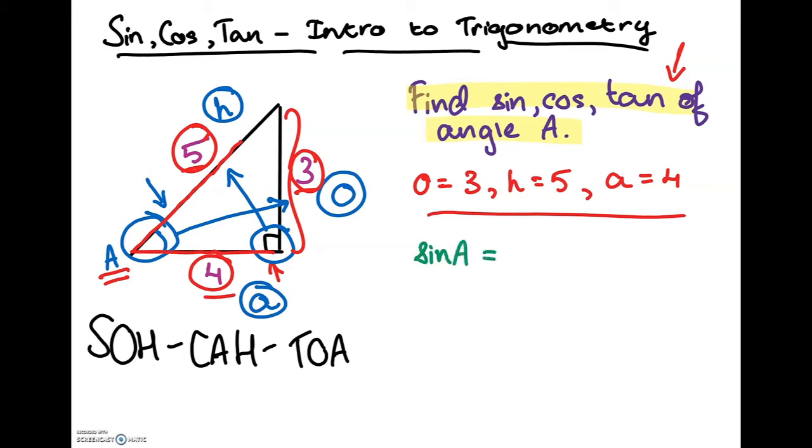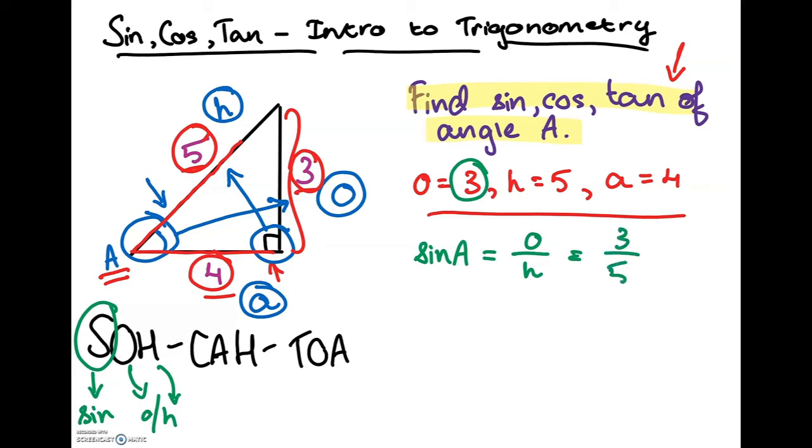So sine of A is equal to O over H. Why? You can see over here on the bottom left that I have SOHCAHTOA written, and the first term is SOH. So basically it means that sine is equal to O over H, which is opposite over hypotenuse. Opposite over hypotenuse just means the side lengths, so 3 over 5, because the hypotenuse is equal to 5, and this would be your final value for the sine of angle A.